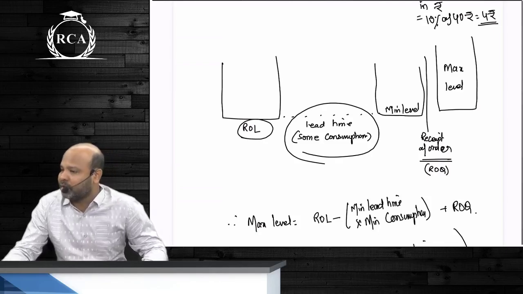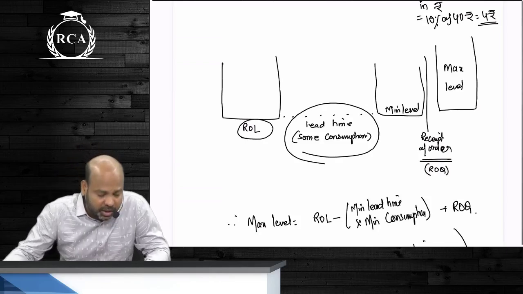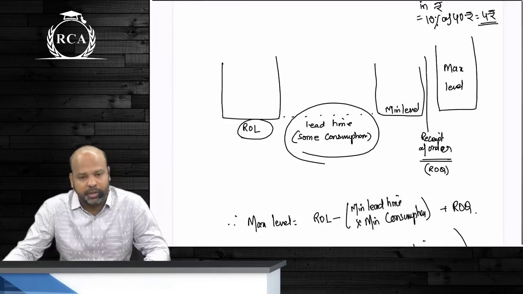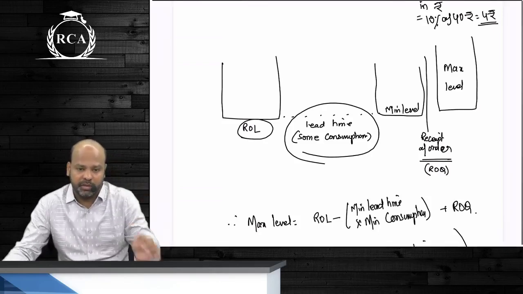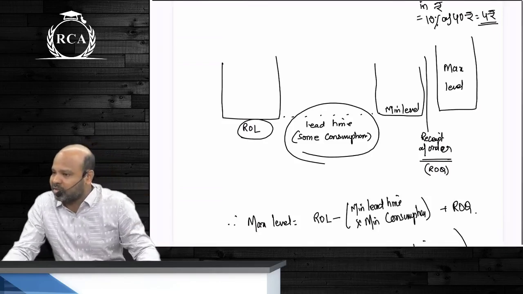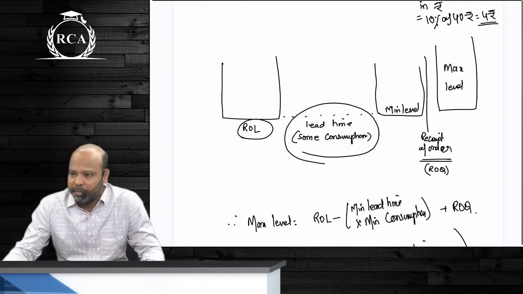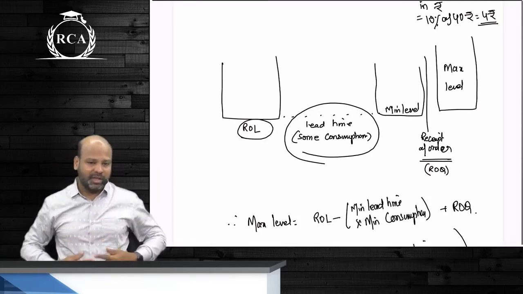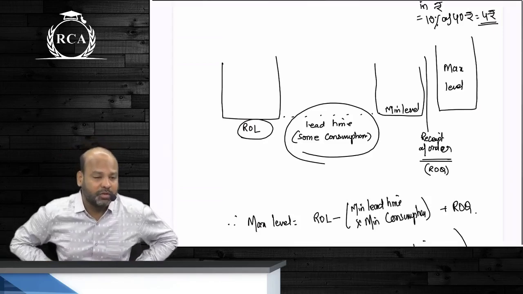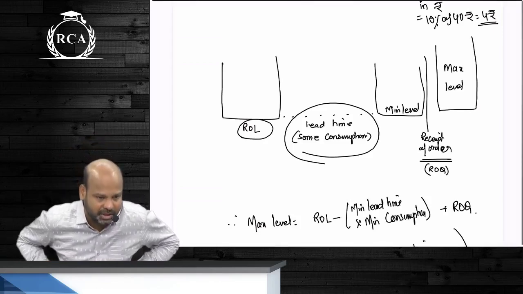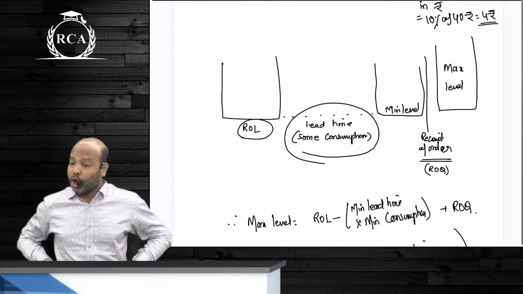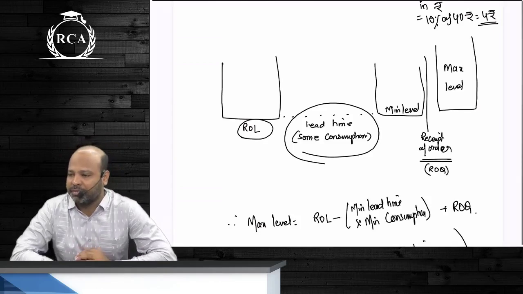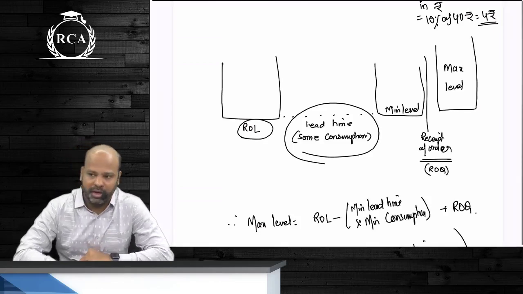For maximum level, you consider consumption on a minimum basis. This is to get the highest possible answer. So maximum level will be reorder level minus minimum lead time into minimum consumption plus the amount of ROQ. Alright. And then average level, this is nothing but average inventory. So to do this, you will either write minimum level plus maximum level by 2 or minimum level plus half of ROQ. What will result in a better answer?